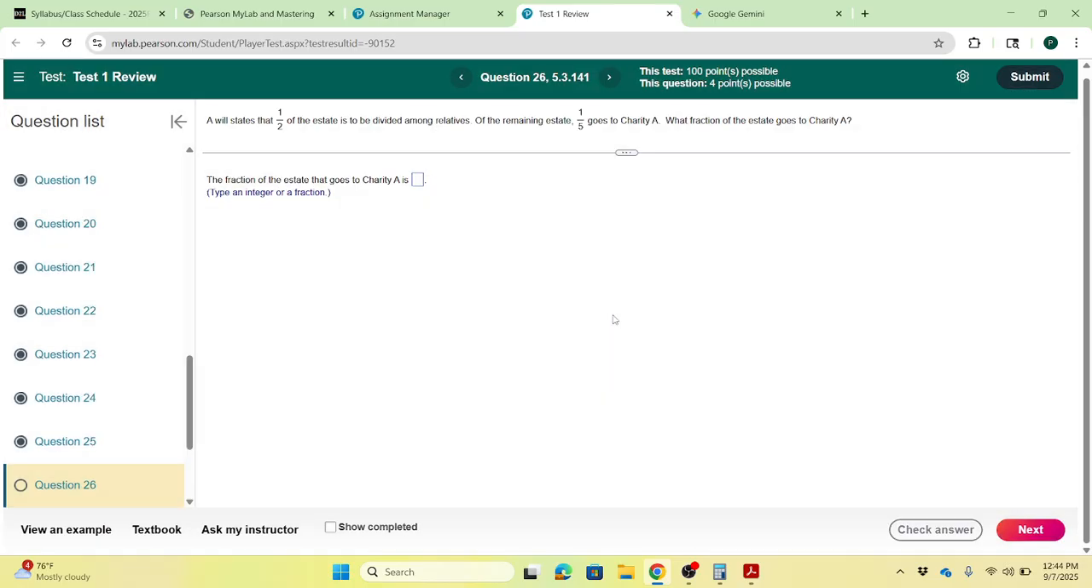Let's go to the next problem. A will states that half of the estate is to be divided among relatives. Of the remaining estate, 1/5 goes to charity. And what fraction of the estate goes to charity? Remember, half of the estate goes to relatives, then the other half goes to the estate. So we need to find out what is the 1/5 of the half.